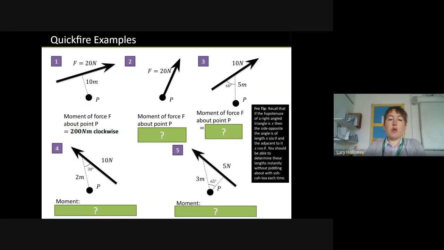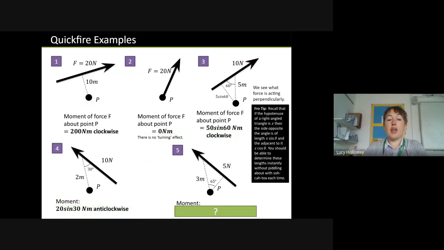Okay, so we're just multiplying the force by the distance. For the second one, there is no moment because there's no turning effect, because the force is pulling directly away from the object. And then in the rest of them, we have to see that the distance that's given in the diagram is not perpendicular to the force. So we first need to use trigonometry to work out the perpendicular distance before we can multiply it by the force.